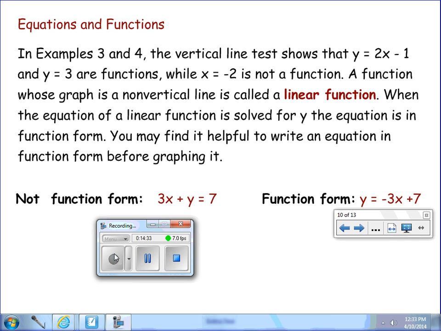When the equation of a linear function is solved for y, the equation is in the function form. You may find it helpful to write an equation in function form before graphing it. So in this example, 3x plus y equals 7 is not in function form. The function form of that would be y is equal to negative 3x plus 7. Isolating the y, you took that same equation that was not a function and changed it into a function form.